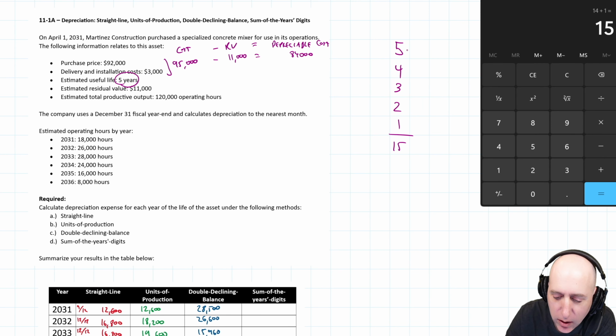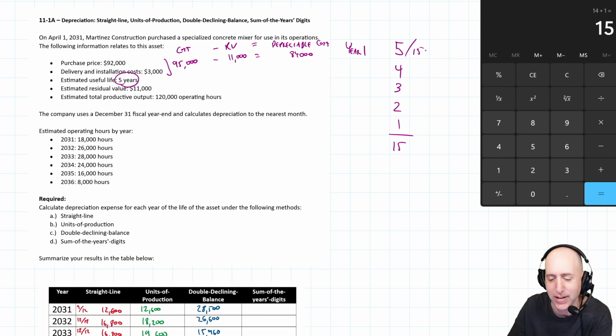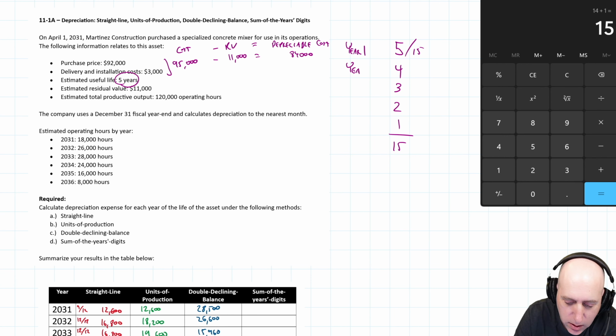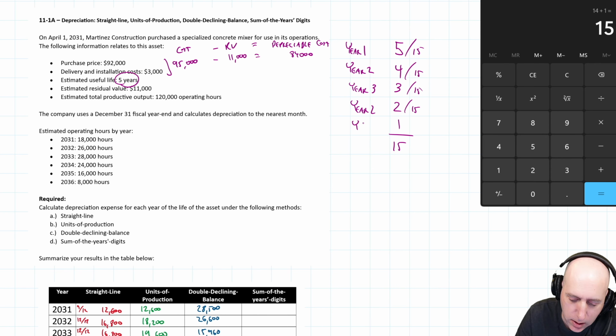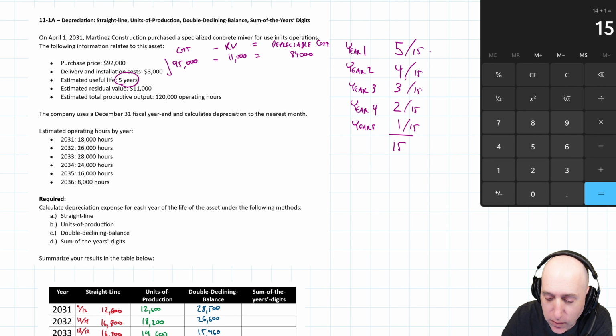And the math is, well, in the first year, so in year 1 of ownership, I take 5/15 of my asset in depreciation. In year 2, 4/15. Year 3, 3/15. Year 4, 2/15. Year 5, I take 1/15. I counted backwards there and got twisted. So of my depreciable cost for depreciation, it's 5/15 times 84,000, 4/15 times 84,000, and so on.